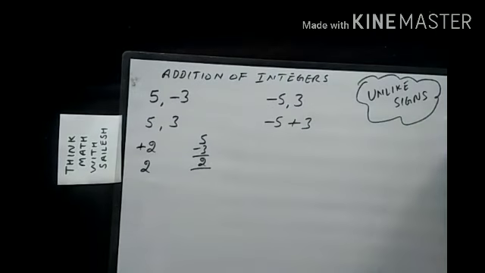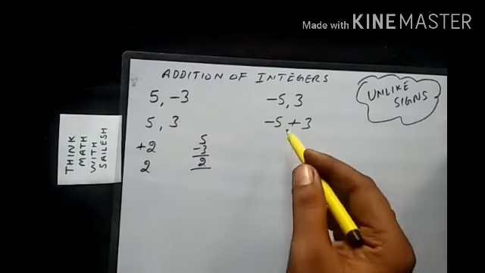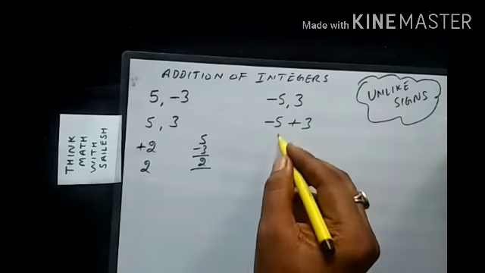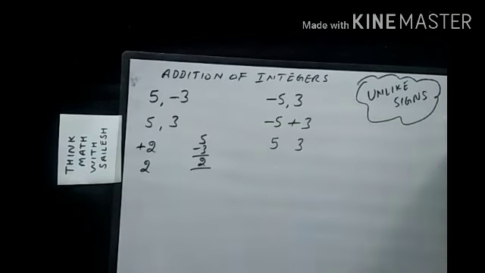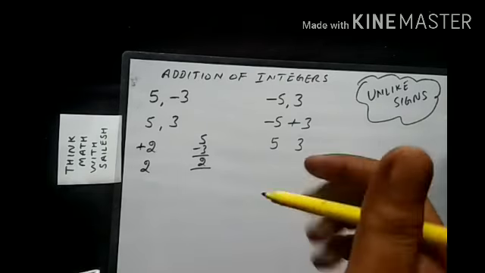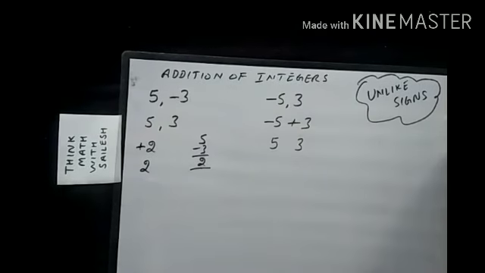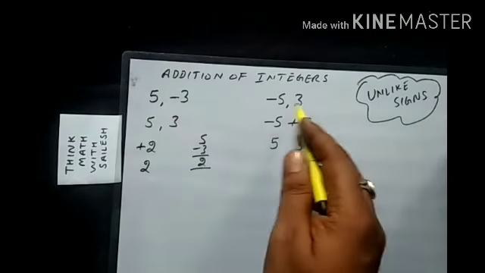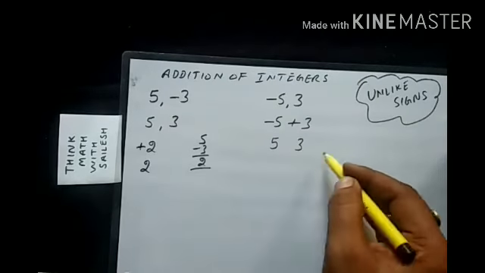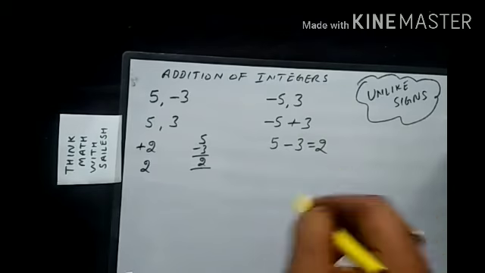Firstly, I will take their absolute value. What is their absolute value? The absolute value of minus 5 is 5 and of 3 is 3. Now I have to subtract these. Why do I have to subtract these? Because the symbols are not the same. So the answer is 2.